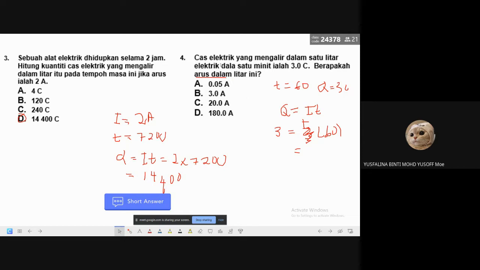And this one is the charge flows in the circuit in 1 minute, 3 coulomb. So 1 minute is 60 seconds. So your T is 60. Your Q is 3 coulomb. So Q equals to IT. So your Q is 3 here, and your I you need to find, your T is 60. So 3 divided by 60, I got 0.05. So the answer is A, right?